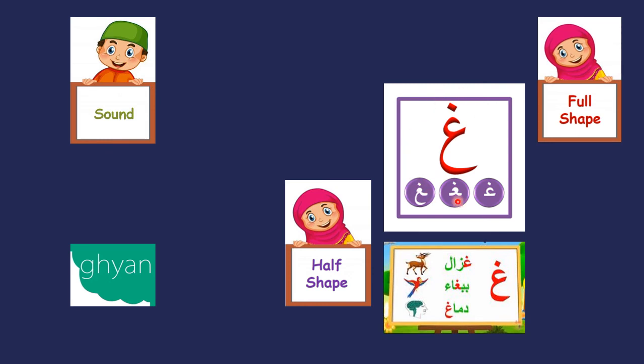The full shape of ghain. These are its proper 3 half shapes: the starting shape, the middle shape, and the end shape. And when it comes in the word, the starting shape is like this, in the middle it looks like this, and at the end it looks like this. And the sound is ghain.